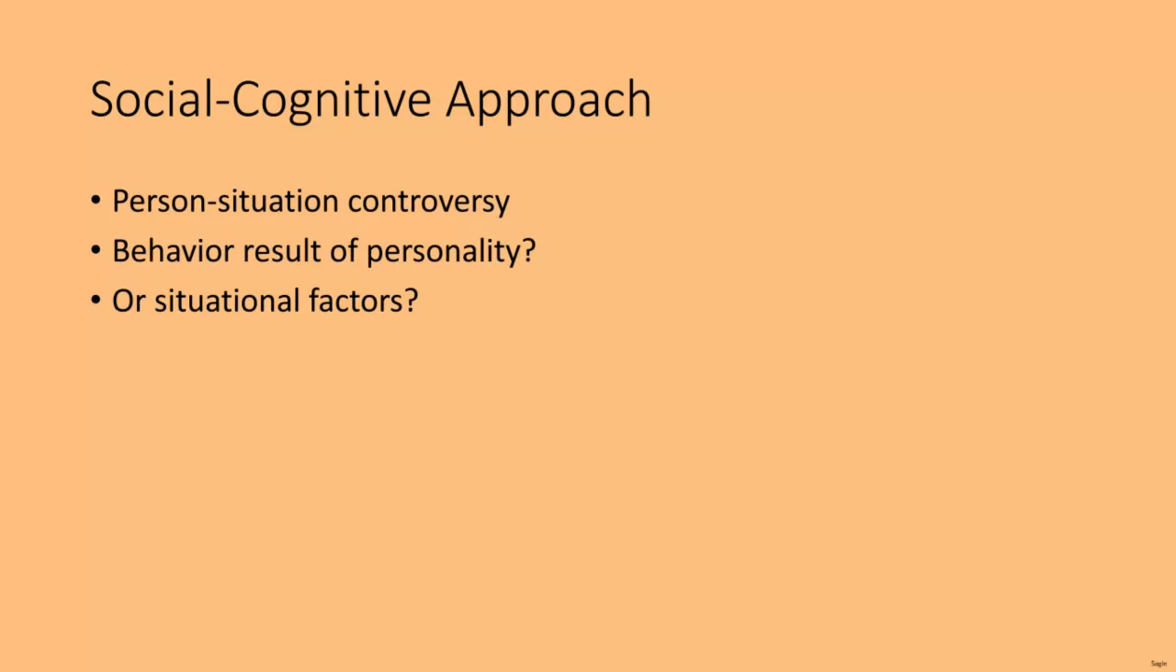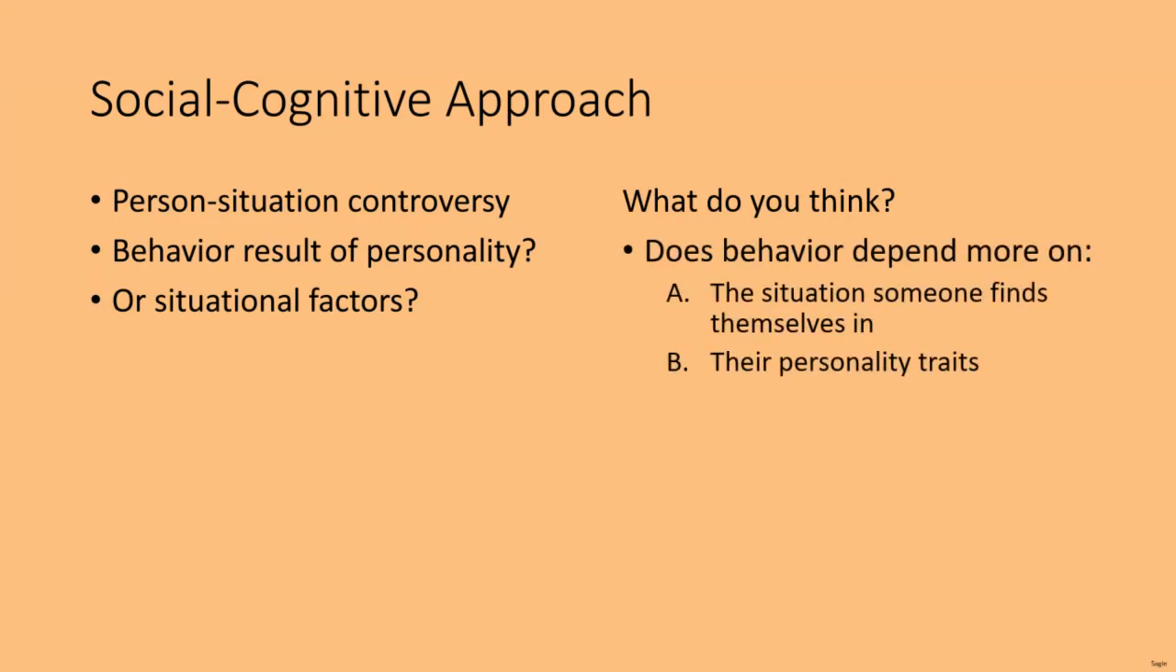And what this boils down to is whether how someone behaves is the result of their personality traits that they possess, things that are stable, or is it just due to the influence of the situation? So think about this a little bit. Do you think your behavior more often depends on the situation that you find yourself in, or your personality traits? You know, maybe some of those big five traits that we talked about.